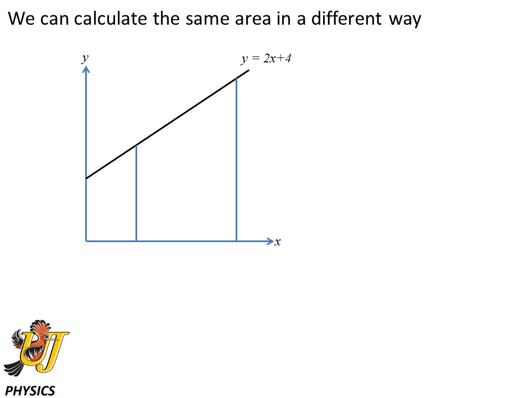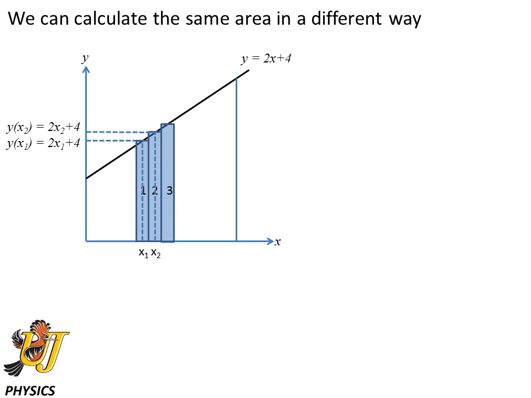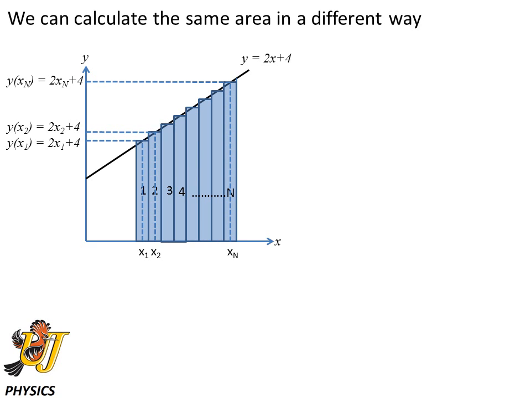We could have calculated this area in a different way. We could start by dividing the area underneath the line between x1 and xn into a number of rectangles. Each rectangle is centered around a value of x, and the height of the rectangle is just given by the value of the function, 2x plus 4, at that value of x. If we divide this area into a number n of rectangles, we can approximate the area underneath the curve as just the sum of the areas of each individual rectangle with a width delta x.